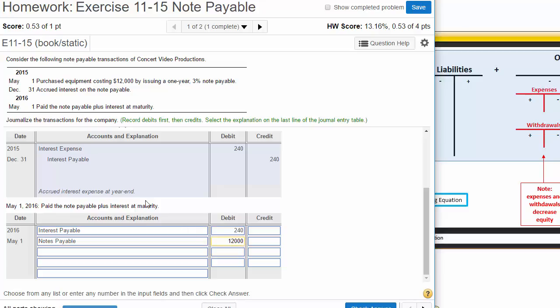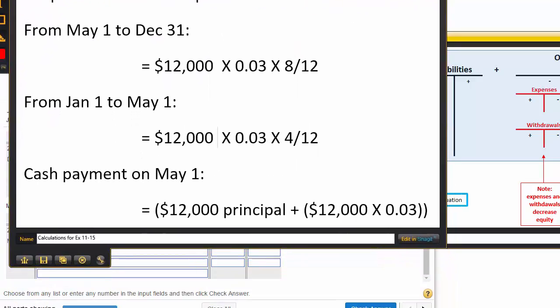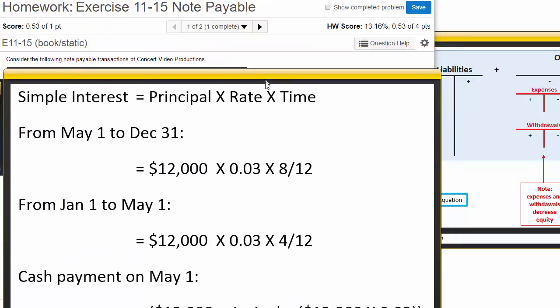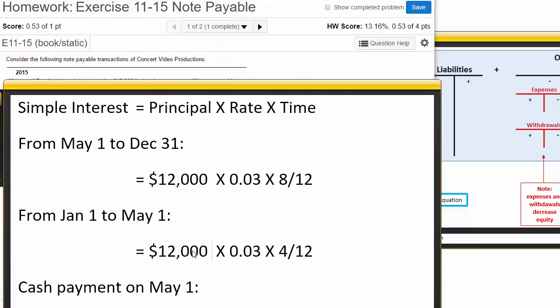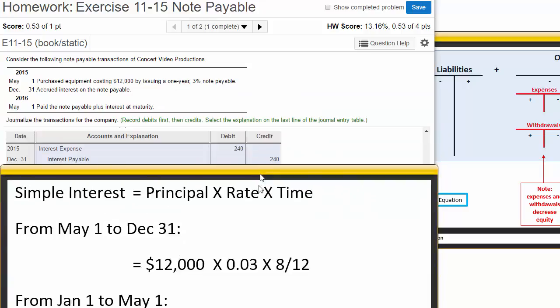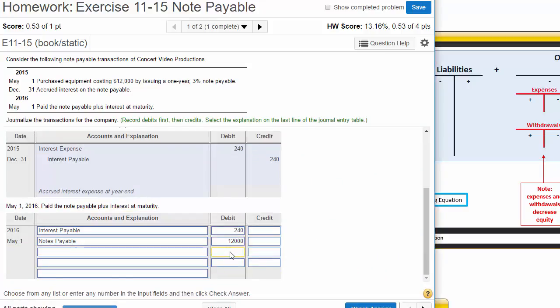And we also have to record interest from the end of the year to the beginning of May. So we have to record interest for January, February, March, and April. That's 4 months. So here's our calculation right here for the interest from January 1st to May 1st. $12,000 times 3% times 4 divided by 12. That gives us $120 of interest expense.